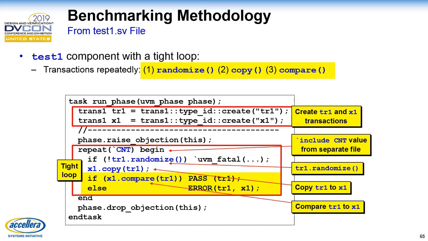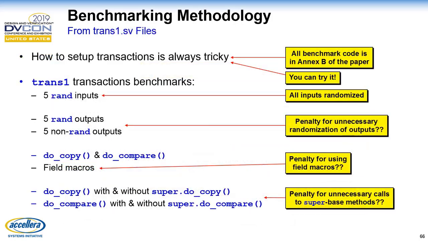But I'm going to run this 100 million times to find out about copies and compares and see how those affect the simulation performance. So the other thing that I did in the benchmark, it's always tricky to figure out how to get something reasonable in a benchmark. So how I set it up is, full disclosure so that you can change the benchmark any way you want, I set up so that the transaction had 5 randomizable inputs and it had 5 outputs.